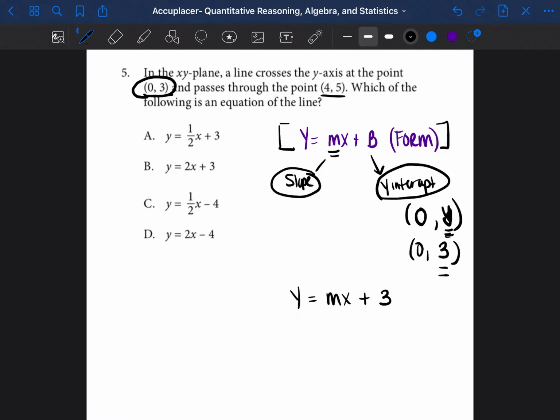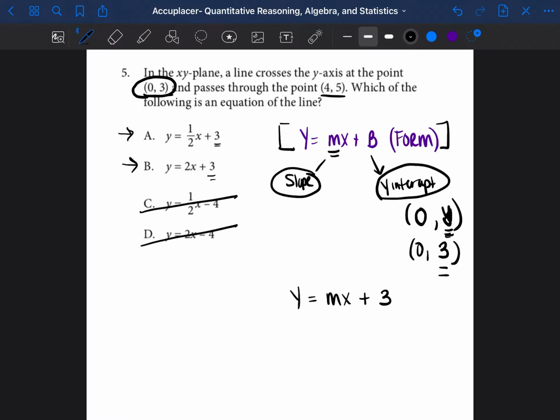So if we look at the answer choices, this one has a plus 3 at the end. This one has a plus 3 at the end. This one does not, that's a negative 4. And this one does not, that's a negative 4. So automatically we know that we're choosing between A and B. So now we have a 50% chance of getting the answer correct.